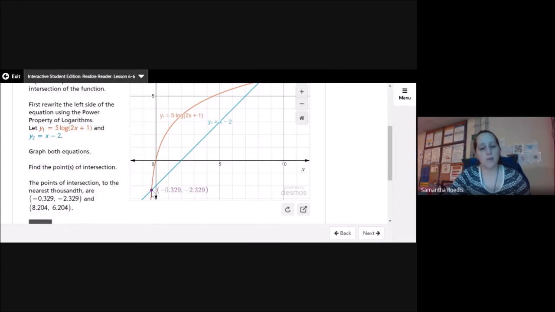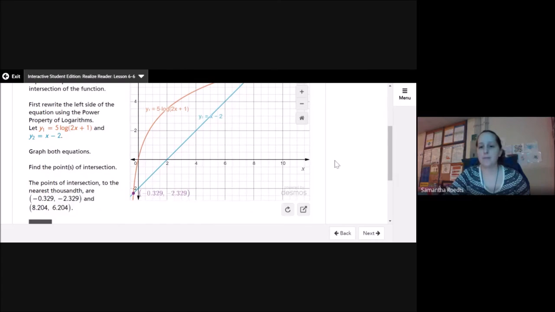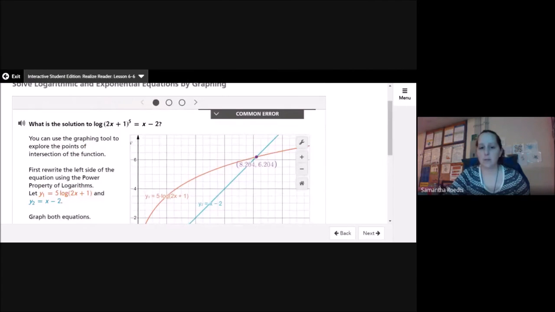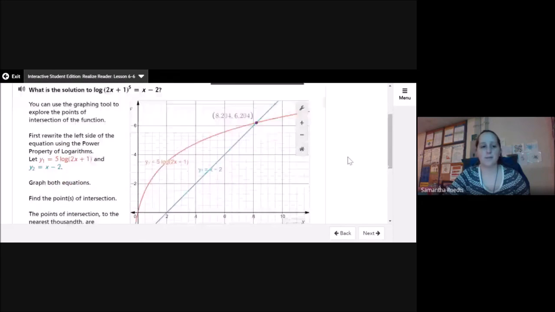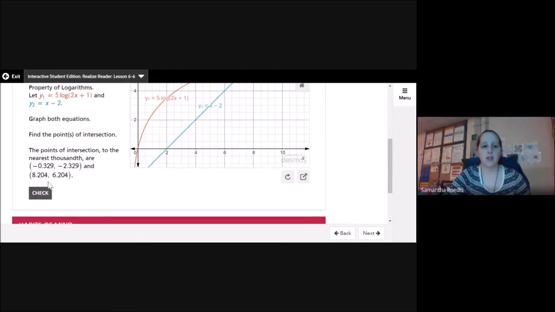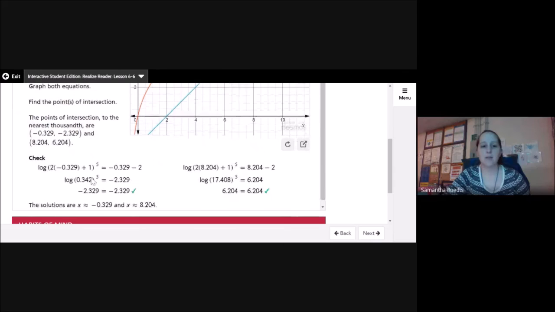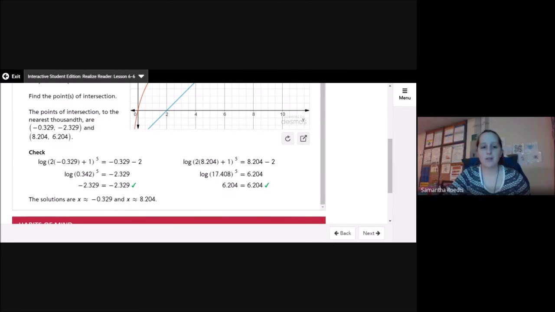I graph both equations and I find the points of intersection. They happen to have 2 points of intersection at negative 0.329, negative 2.329, and at this point up here, 8.204, 6.204. The points of intersection to the nearest thousandth. I double check those points, so I let x make sure that they're equal. So they both work. The solutions are x is approximately negative 0.329 and x is approximately 8.204.